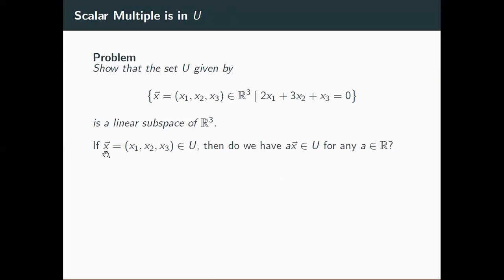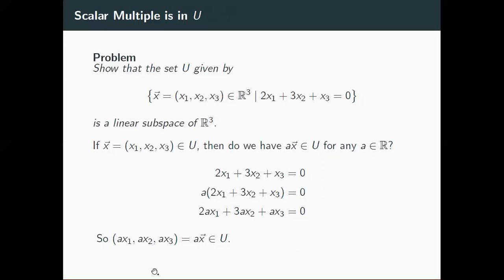So let's take some vector x that's already in U, and let's confirm that the scalar multiple is also in U. So let's start with what we know. We know that 2x1 plus 3x2 plus x3 equals 0. Now if we multiply everything by a, we get that this equation still equals 0. And so now when I distribute out the a, I get 2ax1 plus 3ax2 plus ax3 equals 0. And so what that confirms is the vector (ax1, ax2, ax3) is in U. And this is actually the same as the vector ax. So this shows the third property as well.